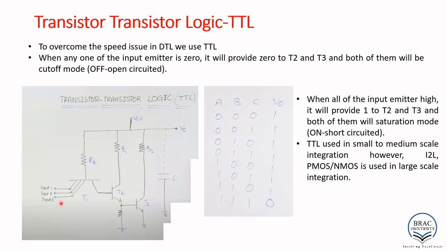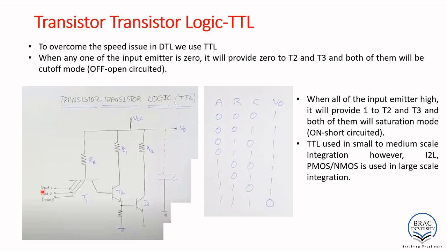We know if any of the inputs is 0, it will be providing 0 here and 0 here, which means it will be in cutoff mode and it will be open circuited. So if this is open, this is open, that means there is no connection from V0 to ground, right? So this is open, this is open. That means our V0 is directly connected to VCC. So we are getting output as high.